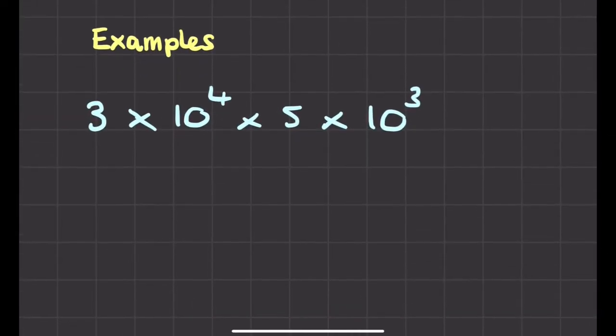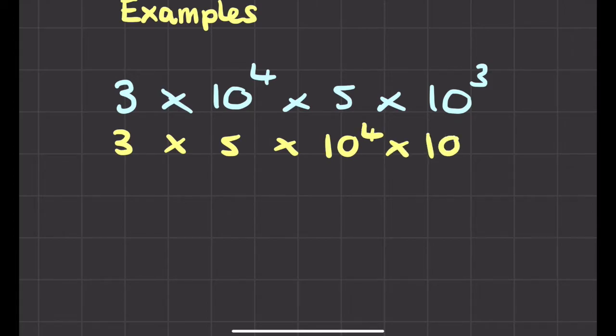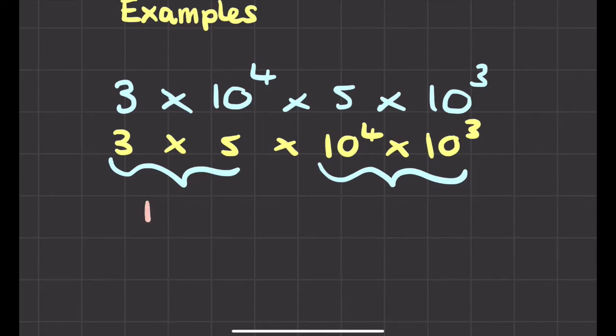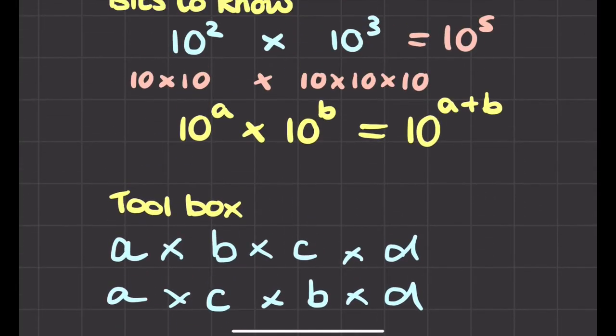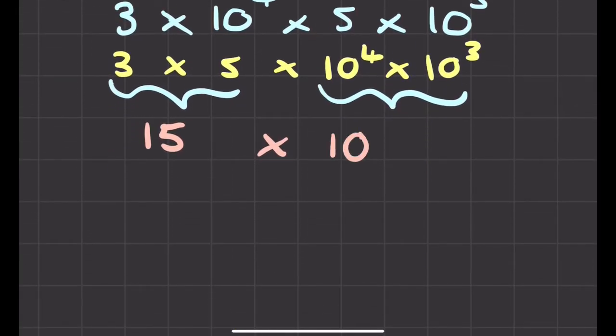So let's have a look at this example here. So we said that the order of multiplication doesn't matter, does it? So I can change this around. I can do 3 times 5, and then I can times that by 10 to the power of 4 times 10 to the power of 3. And I can do these bits separately. So what do we get? So 3 times 5 is 15. And 10 to the power of 4 times 10 to the power of 3, remember we said that we add the powers, don't we? So we'll have 10 to the power of 7.